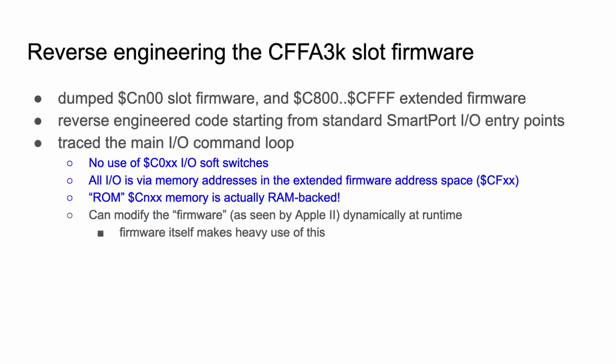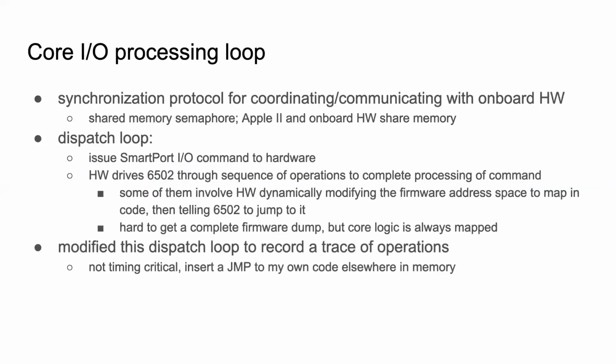Usually this memory on a typical Apple II peripheral is going to be ROM-backed, but in our case, for the CFFA, it's actually RAM-backed. That means, for example, you can modify the firmware that the Apple II sees dynamically at runtime. And it turns out the firmware itself makes quite heavy use of this. With a bit of work, I was able to reverse engineer the way that I/O is performed.